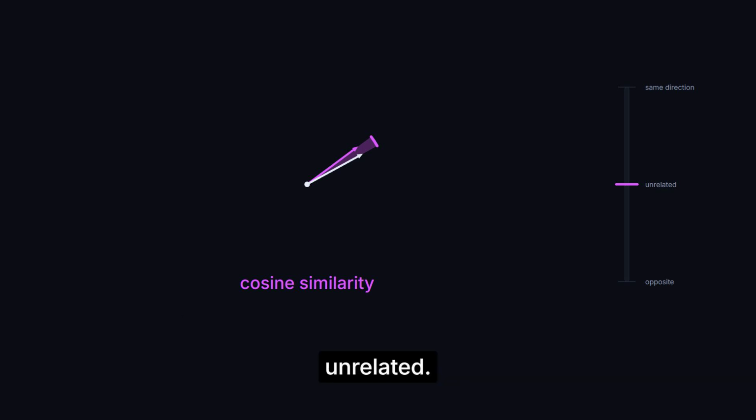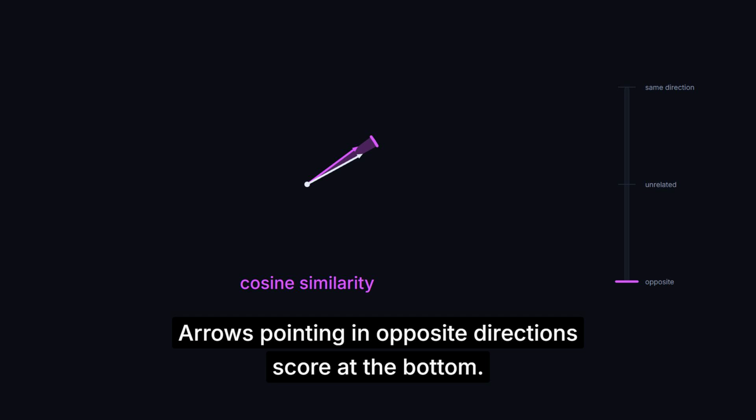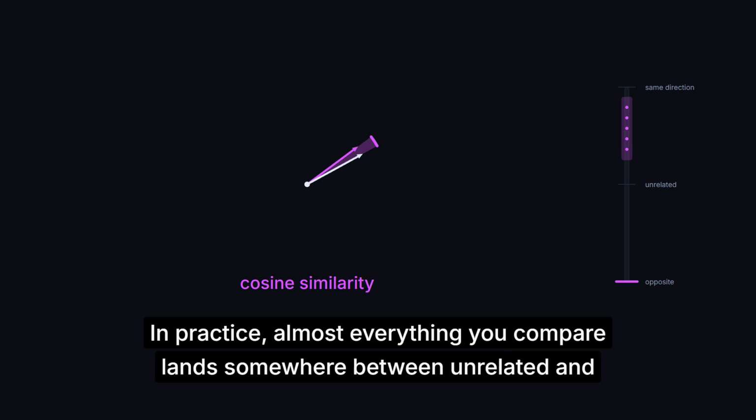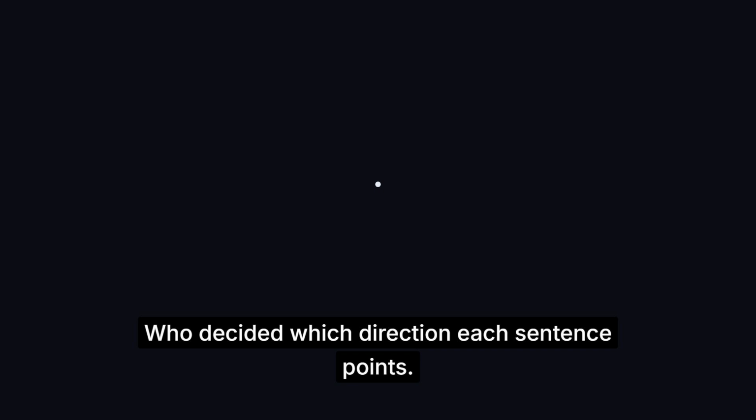which means unrelated. Arrows pointing in opposite directions score at the bottom. In practice, almost everything you compare lands somewhere between unrelated and closely aligned. A fair question at this point: who decided which direction each sentence points?